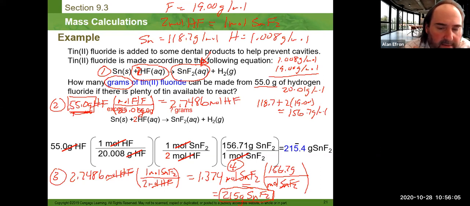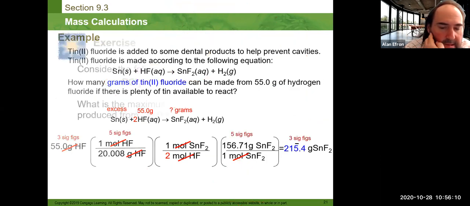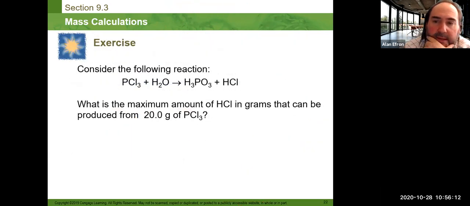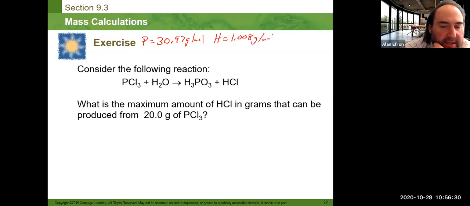Okay, so let's try a couple more just to make sure. All right, go with this one here. What is the maximum amount of HCl in grams that can be produced from 20 grams of PCl3? Phosphorus is 30.97, hydrogen is 1.008, and oxygen is 16 here. All right, take a few minutes and see what you come up with.